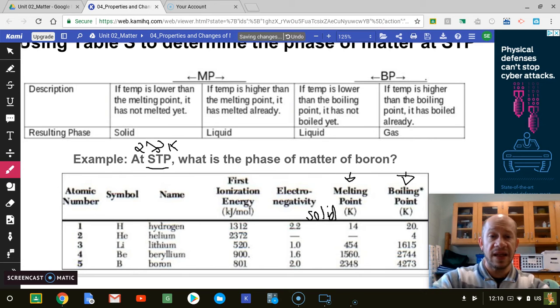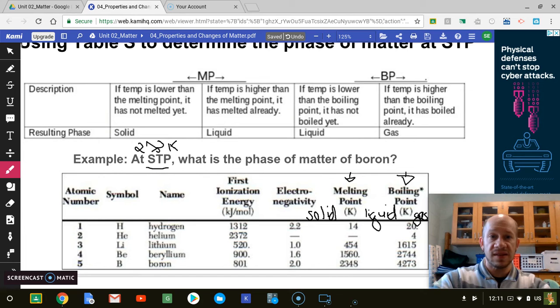If I had a value between these, such as if I was looking for the state of matter of an element at STP and 273 fell between the melting point and the boiling point, that would be liquid. However, for example, if I had hydrogen at STP, notice that the boiling point of hydrogen is 20. 273 is higher than that. Therefore, at STP, hydrogen would be a gas.